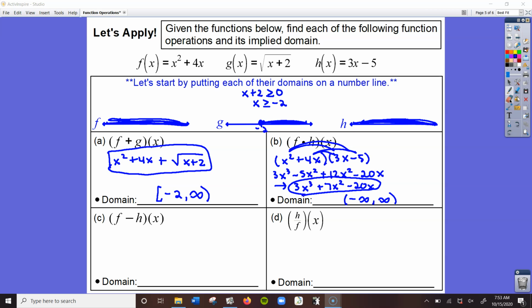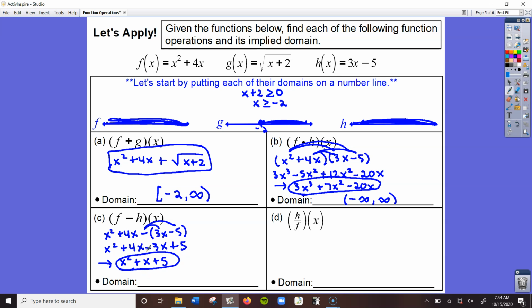So now we're going to subtract. When we subtract a function, we have f, which is x squared plus 4x. And I'm going to subtract all of h, meaning that when you're subtracting, you're going to open a parentheses before you write h, or your function that you're subtracting. So that way you would remember that you would have to distribute that negative afterwards. So now we're going to distribute, and we would have x squared plus 4x minus 3x plus 5. So my final answer for f minus h would be x squared plus x plus 5.